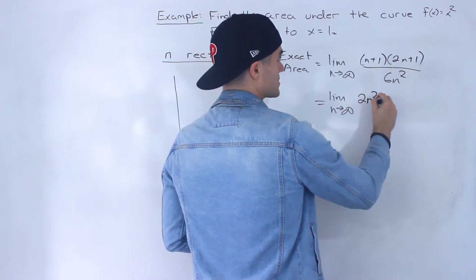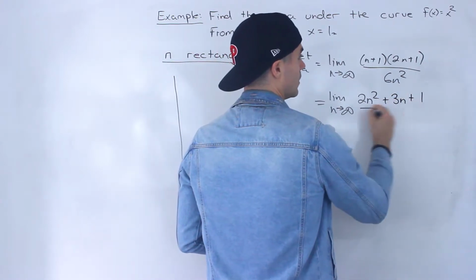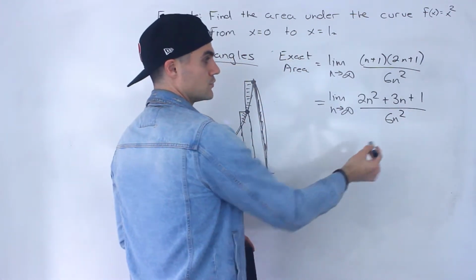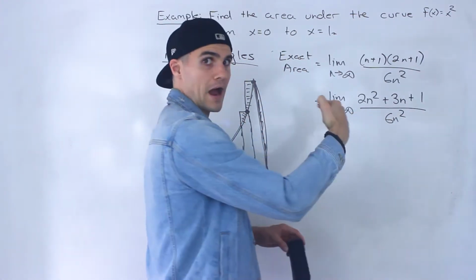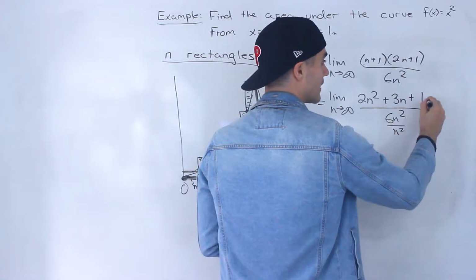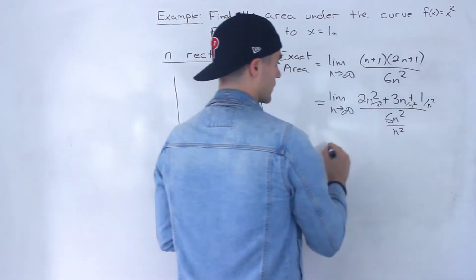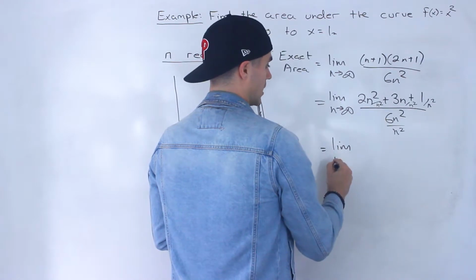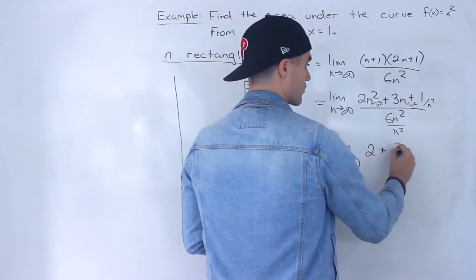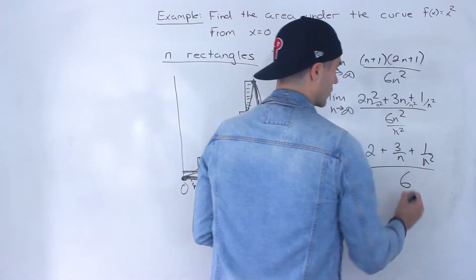So we would end up with 2n squared plus 3n plus 1 all over 6n squared. And then what do you do? You divide everything by the variable to the power of the highest exponent in the denominator. So I'm going to take everything and divide it by n squared. So we would have the limit as n approaches infinity of 2 plus 3 over n plus 1 over n squared all over 6.